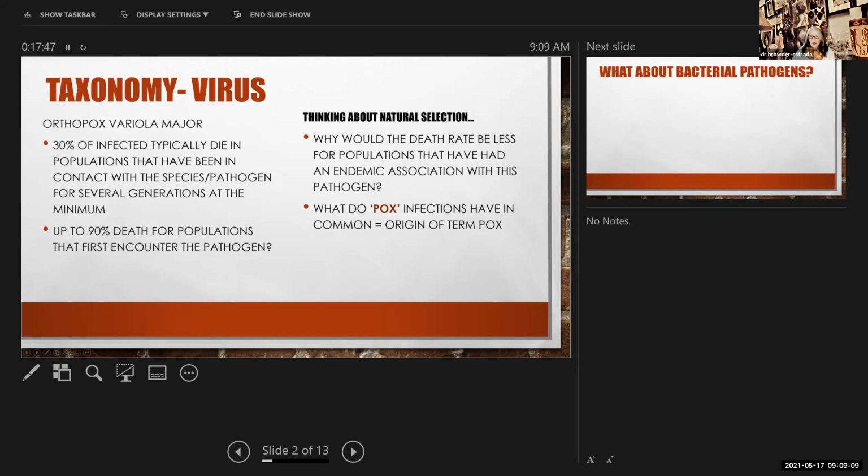Okay, now pox. What do all pox infections have in common? Because nowadays there's also chicken pox, cow pox. There's something called monkey pox. That's not a joke. There is a variant called this. What do they all have in common? Pox was a generic term for infections that cause blistering rashes. Smallpox is the most dangerous.